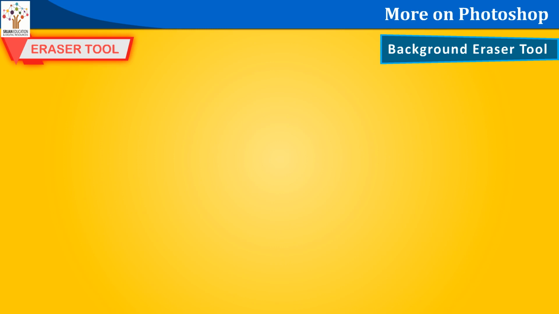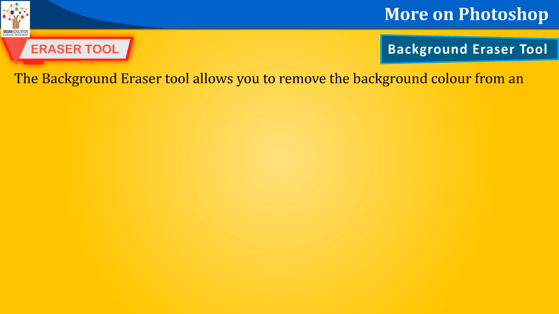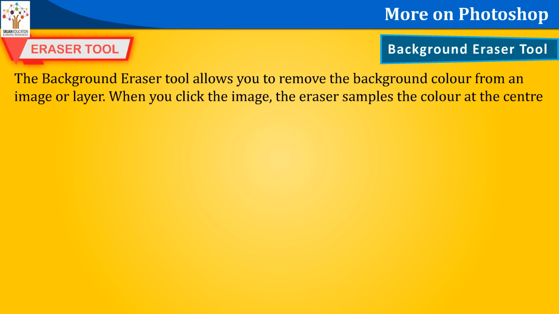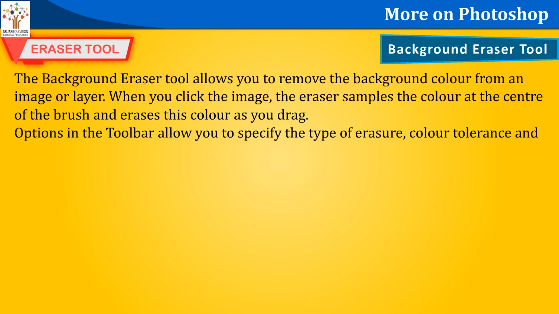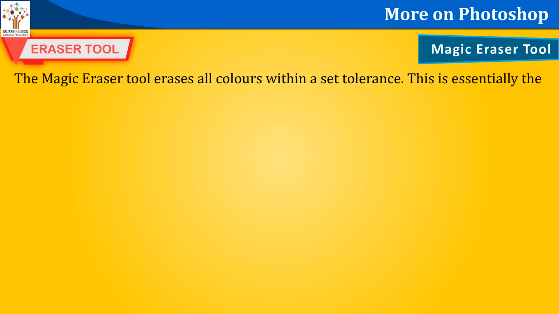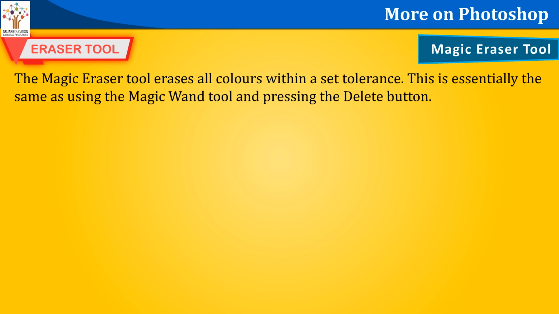Background eraser tool. The background eraser tool allows you to remove the background color from an image or layer. When you click the image, the eraser samples the color at the center of the brush and erases this color as you drag. Options in the toolbar allow you to specify the type of eraser, color tolerance, and sampling method. Magic eraser tool. The magic eraser tool erases all colors within a set tolerance. This is essentially the same as using the magic wand tool and pressing the delete button.